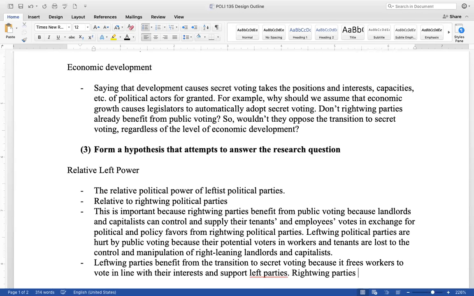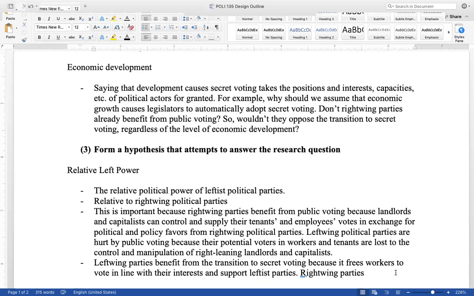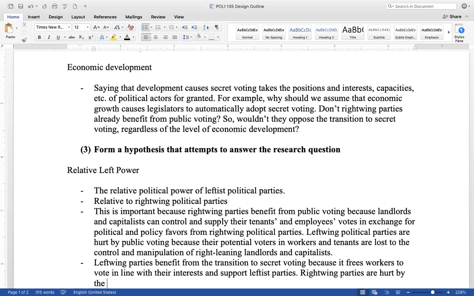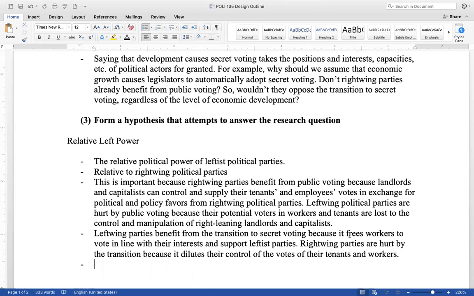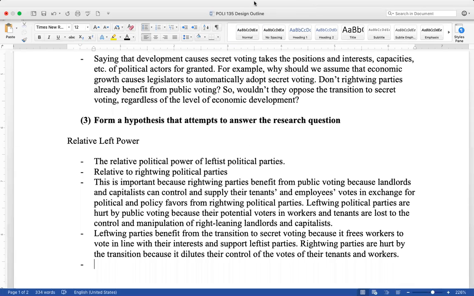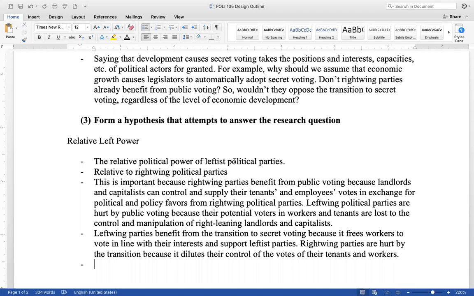Right-wing parties are hurt by the transition because it dilutes their control of the votes of their tenants and workers. So for these reasons, we should expect leftist parties to promote the secret ballot and to try hard to adopt the secret ballot. We should expect rightist parties, on the other hand, to oppose the secret ballot.